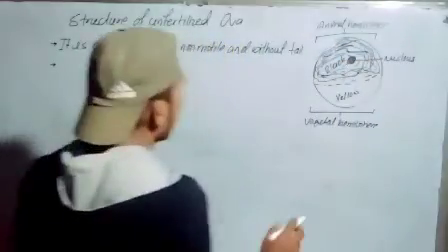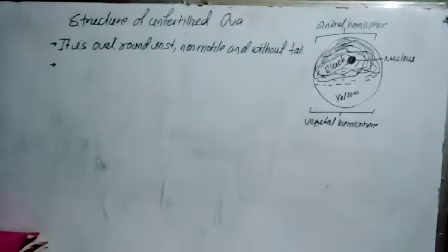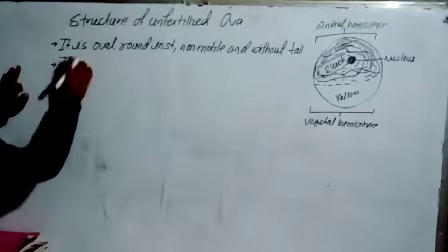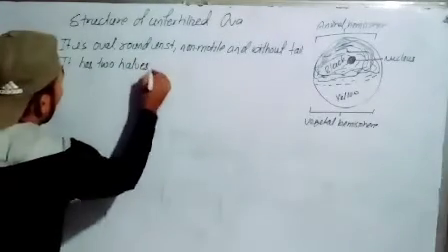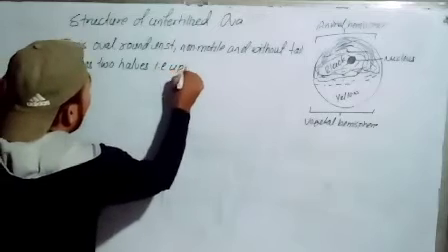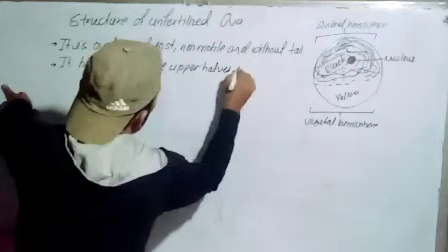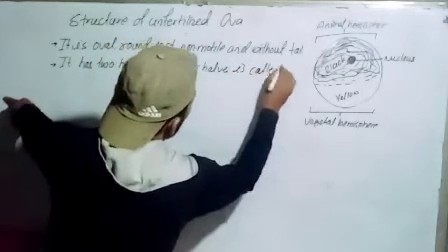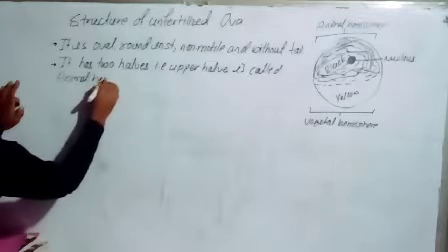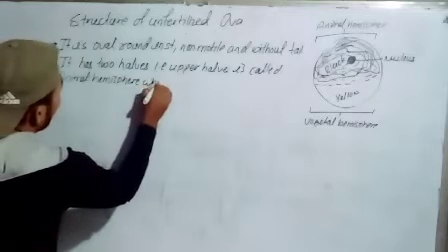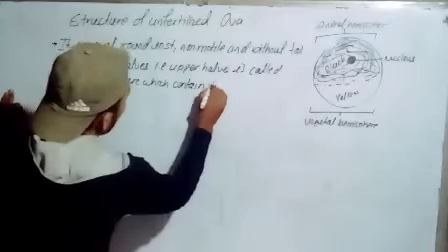The ova is structurally divided into two types. It has two halves. The upper half is called the animal hemisphere, which contains the nucleus.